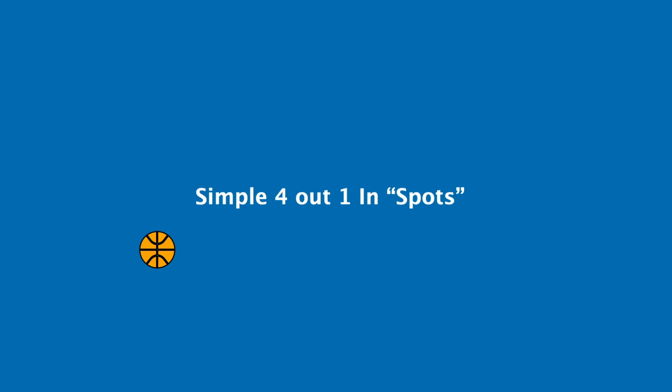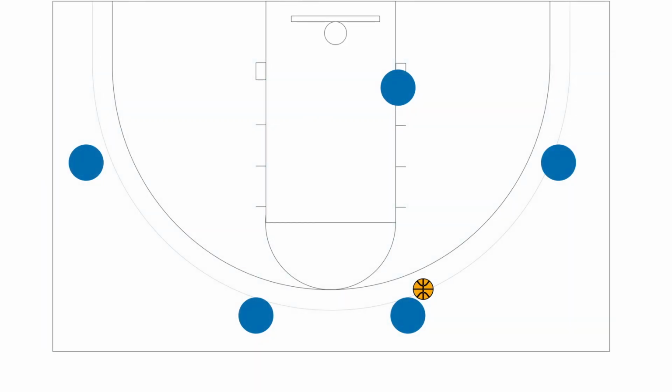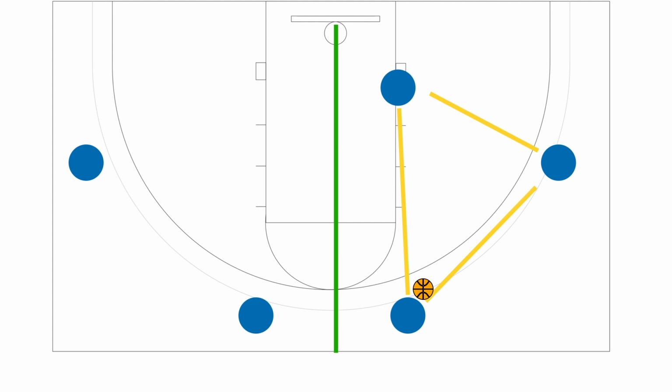We are going to go over a simple 4 out 1 in that we like to call spots. I learned the concept of spots through a past Division III coach I used to coach with. When coaching spots, we try to create a visual for players by saying split the floor in half. Whatever side the ball is on, we are going to try and create triangles on that side, which give us 3 players on the ball side and 2 on the opposite side, creating great spacing.